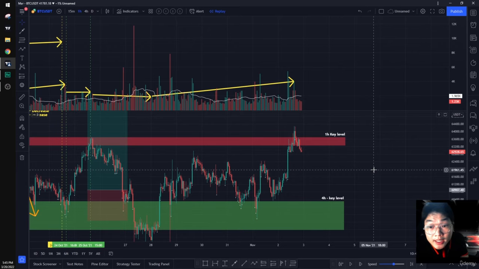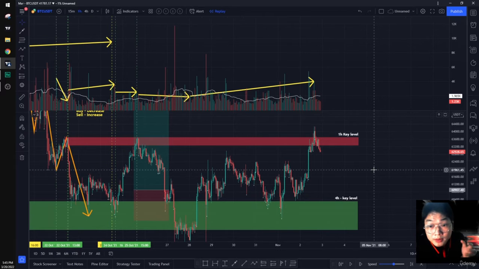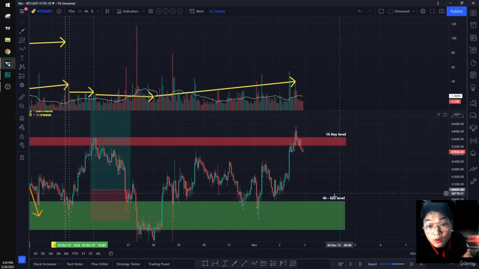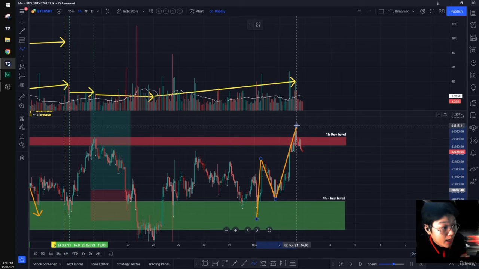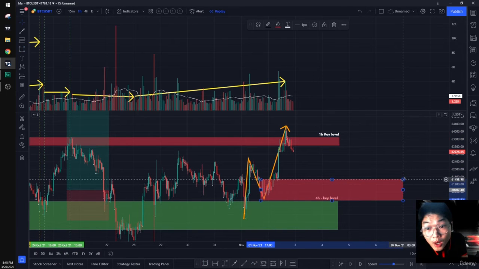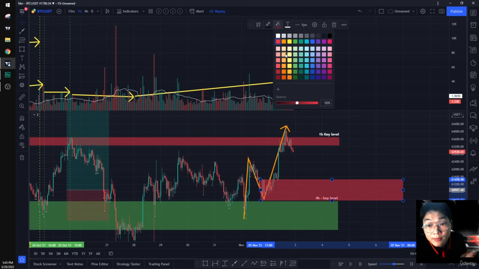And to analyze the 1 hour key level of the buying pressure at this time, we analyze from the 4 hour key level when price taps into the 4 hour key level. Therefore, we analyze the structure like this: high and the higher low. Here is the 1 hour key level for the buying pressure, and here is a 1 hour key level for the selling pressure. I will mark in color this time to make it easy for you to understand the whole story in the market.